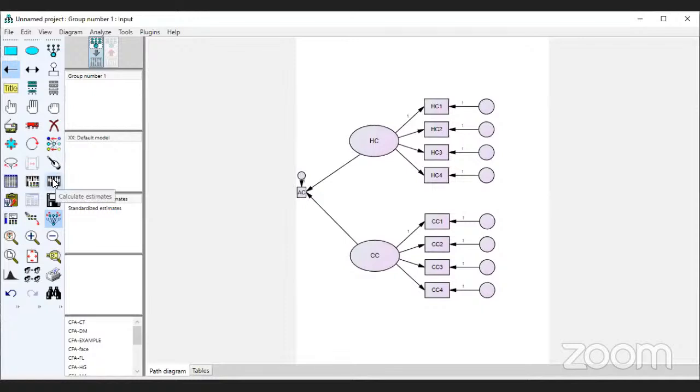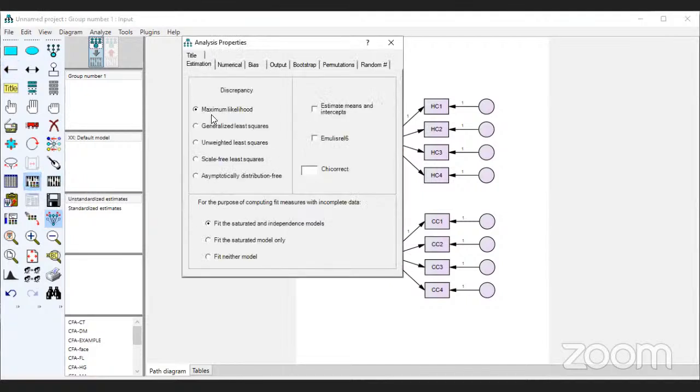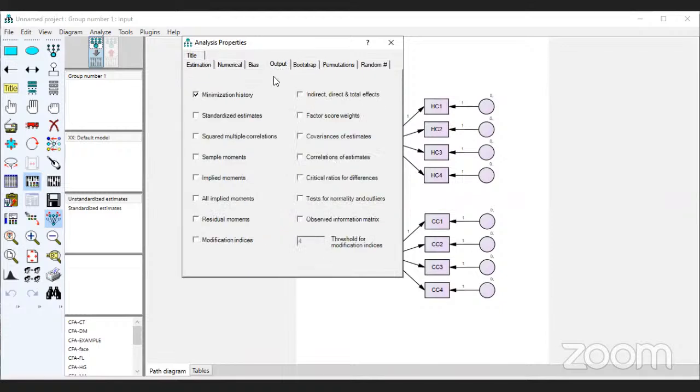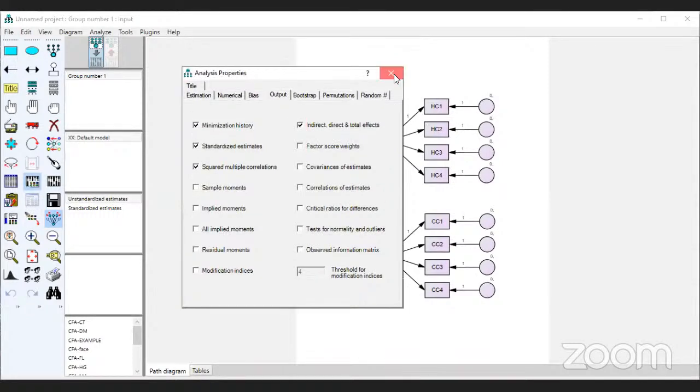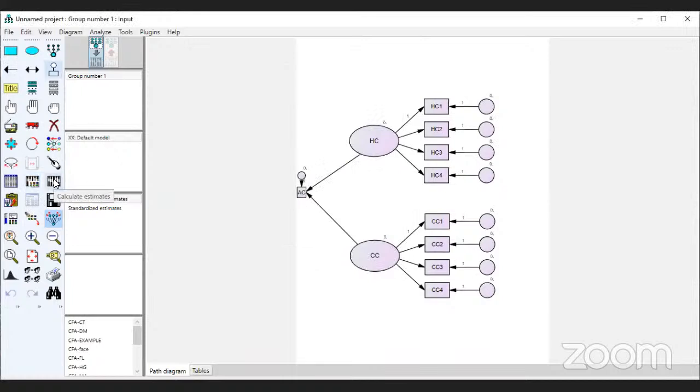Now, this is when you click, when you know all these tools are here. Just click on each of these here. This we have calculate estimate. Here is the analysis property. Let me look at the analysis property. We want it to be maximum likelihood. Now, estimate means an intercept. Generalized least squares. The output, minimization history, standardized estimate, squared multiple correlation. All of this depends on what you want to achieve. Then, here we want to estimate, calculate estimate.